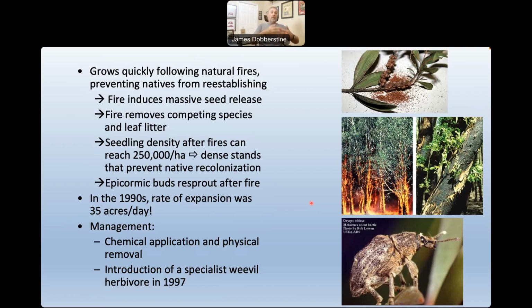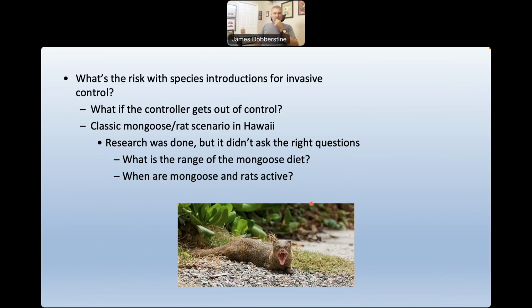So that can replace utilizing chemicals or physical removal. But you have to be careful when you do this. We have a similar plant here in Southeast Texas, and I'll talk about it in a little while. There's a biologic control for that, but there are precautions we have to introduce. So, like I said, what if the controller gets out of control?